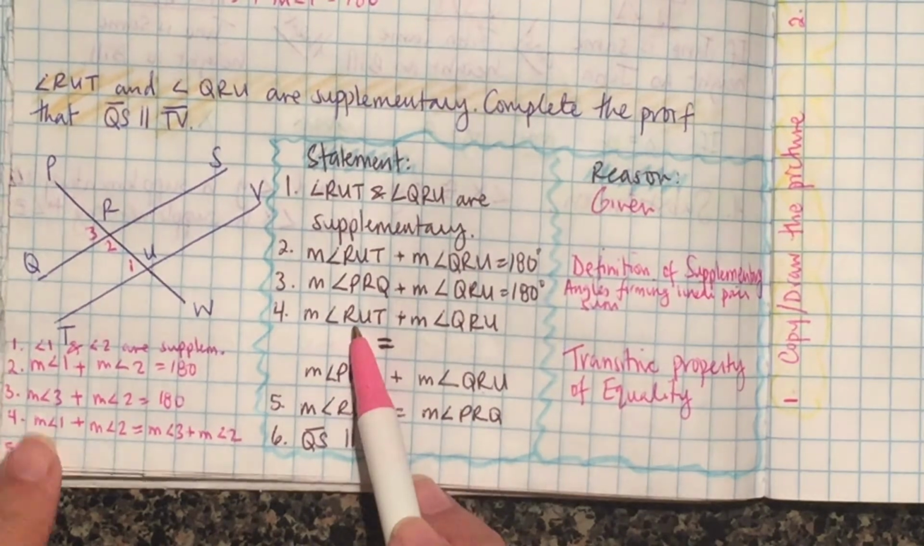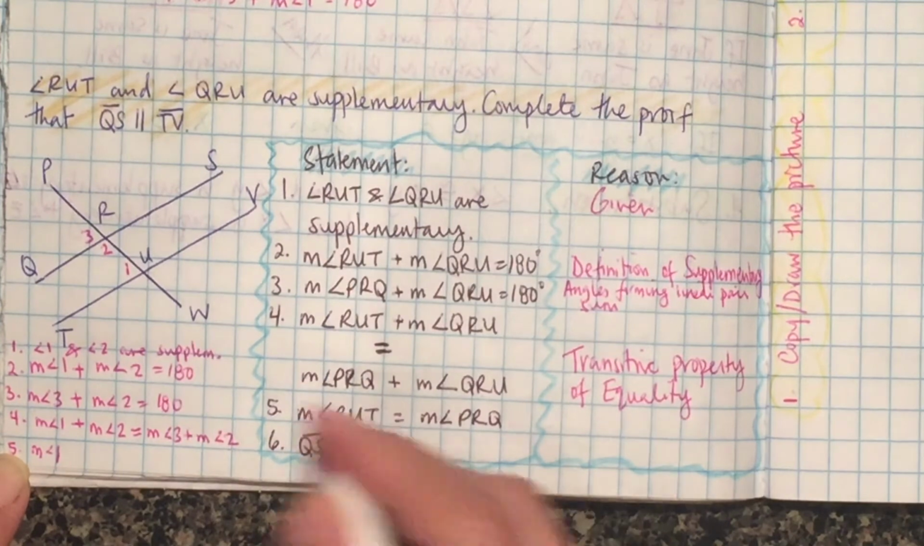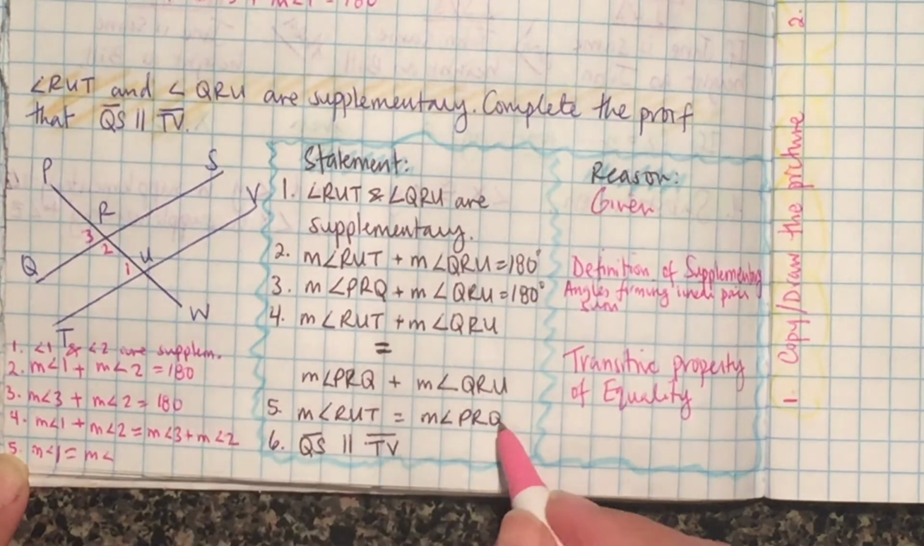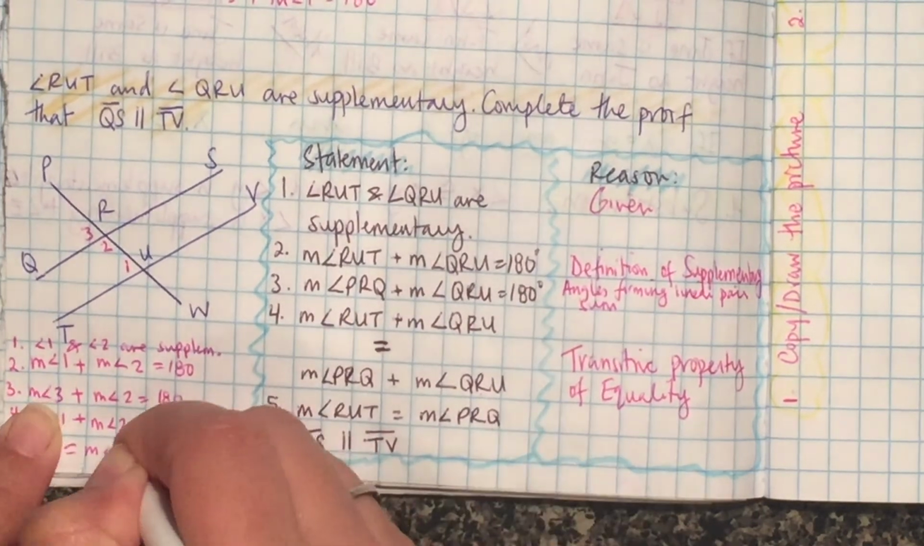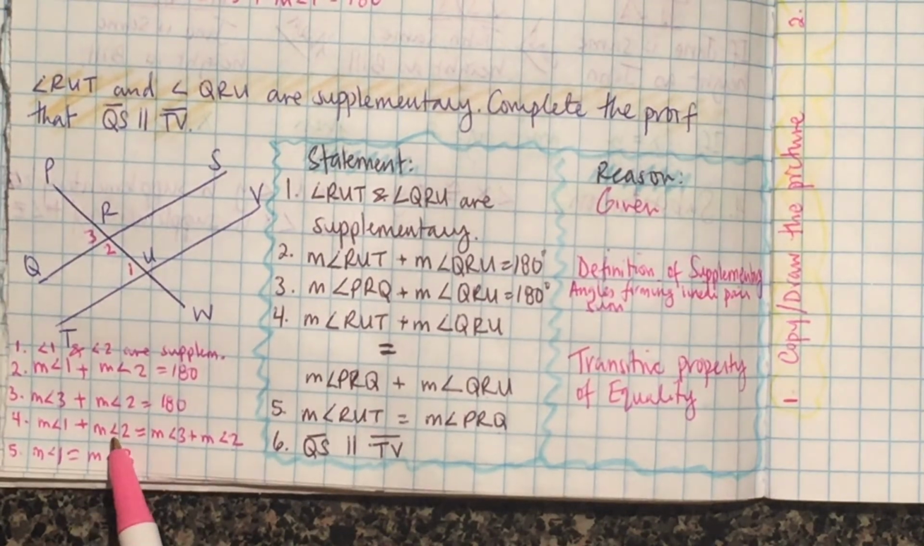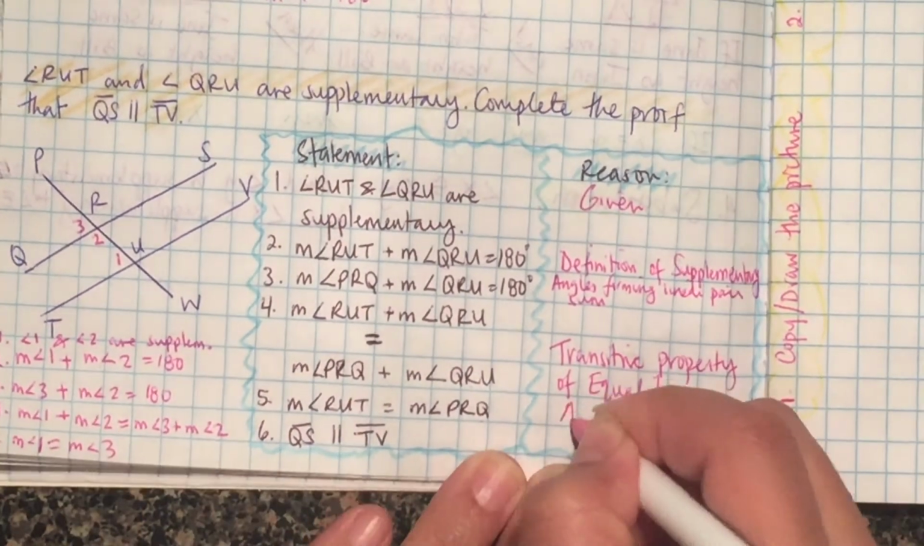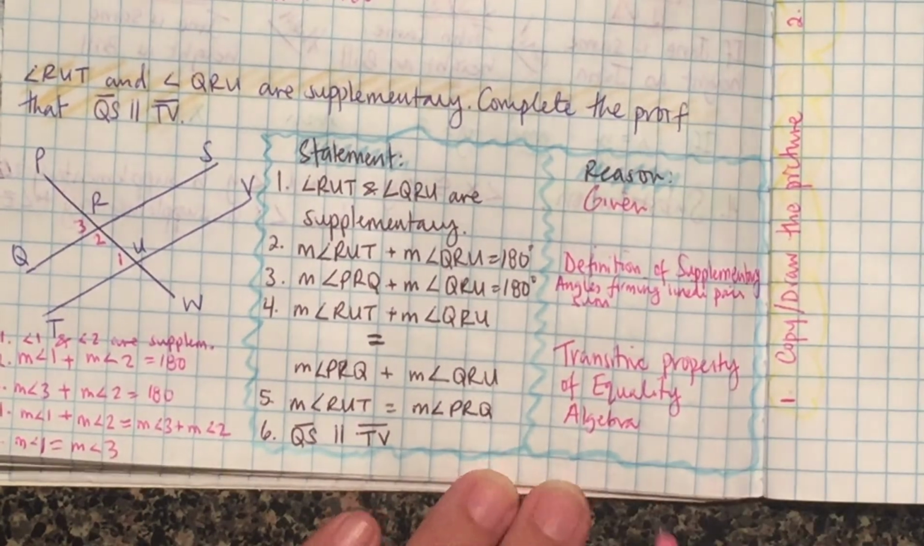And then finally, RUT, which we know is measure 1, is equal to PRQ, which we know is measure 3. Why is that true? Well, if you look at the line before that, you have angle 2, or the measure of angle 2 on both of them. And if you take that across the river, it cancels out. So that's just simple algebra.